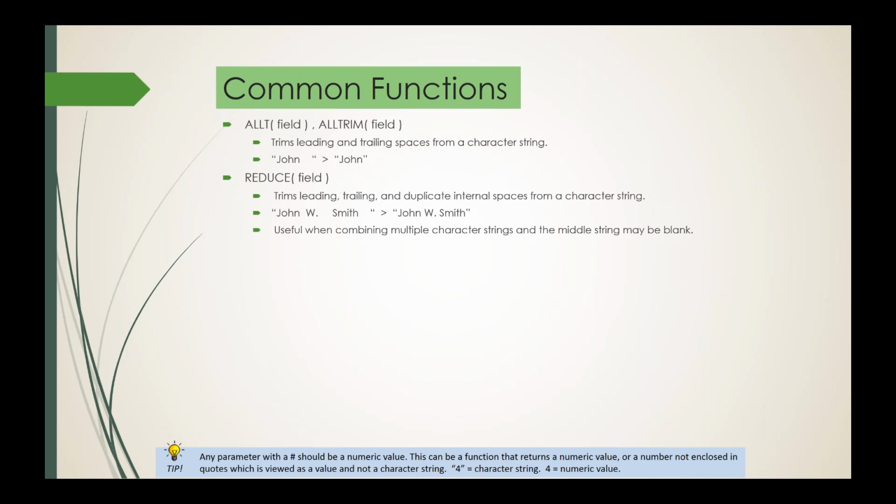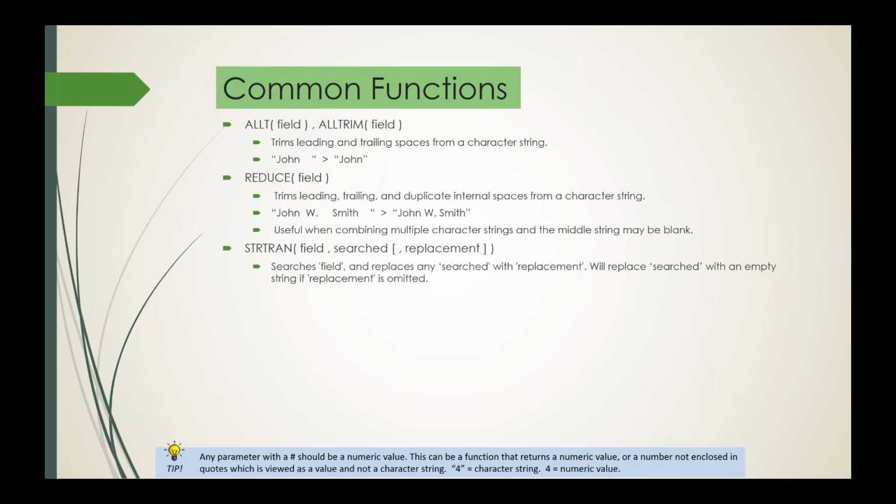Another one is reduce. What this function is going to do is it'll trim the leading and trailing spaces, but it also removes duplicate internal spaces between words in that character string. So this is really useful when you're combining multiple character strings or fields together, and that middle field may be blank. So if you're combining the first, middle, and last field, and sometimes middle is blank, you might end up with a duplicate space in between first and last. But by issuing this reduce function on the entire expression, we can actually trim out those duplicate internal spaces.